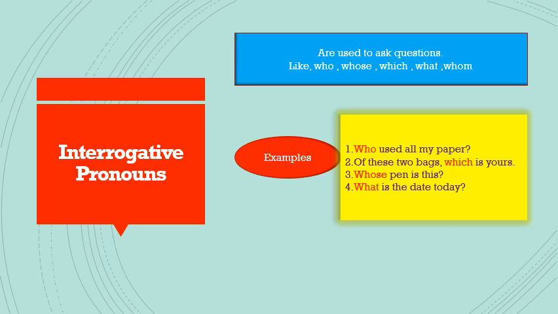Second, of these two bags, which is yours? So which, as it is asking a question, is an interrogative pronoun. Whose pen is this? Now whose over here is an interrogative pronoun. What is the date today? So the pronoun is what because it is asking a question. I hope students these pronouns and the kinds are clear to you.